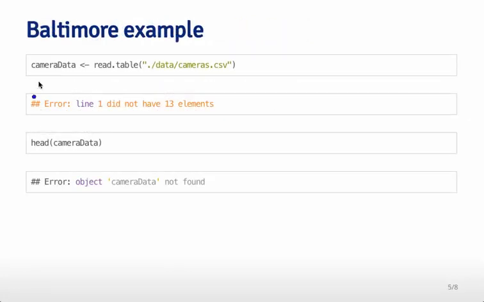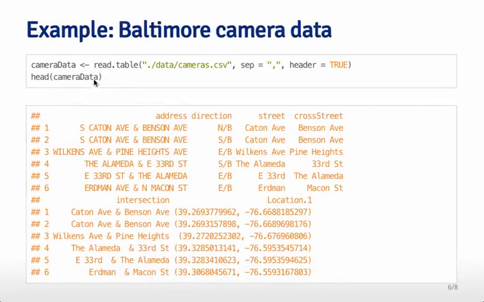If we want to read the camera data, we could try just sending it to read.table like this. We say cameraData is the variable we're going to assign, and we're going to use the read.table command to read the file cameras.csv. The problem you'll get back immediately is an error. It says line 1 did not have 13 elements. The reason is that there are commas separating the values in cameras.csv, but the default for read.table is to look for a tab delimited file. So if you try to look at the variable cameraData, it doesn't exist because R wasn't able to read it in.